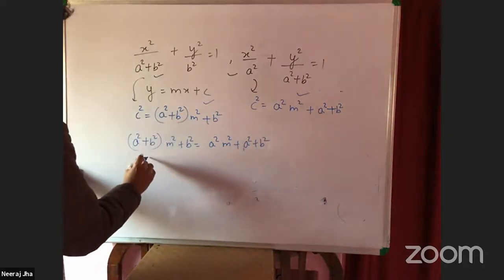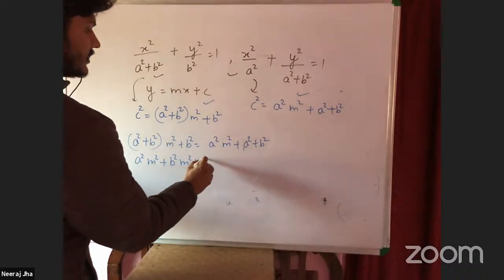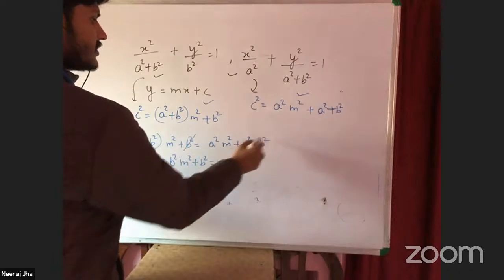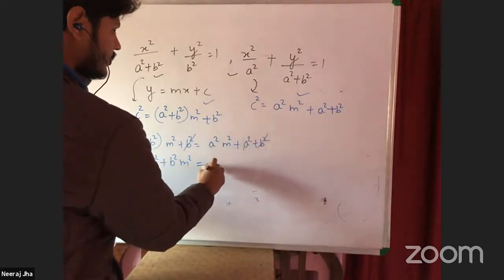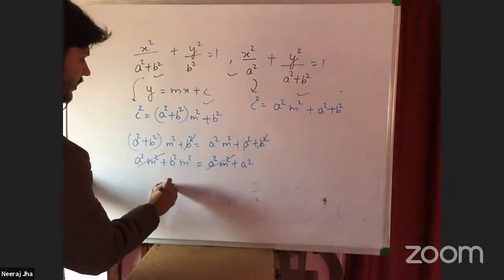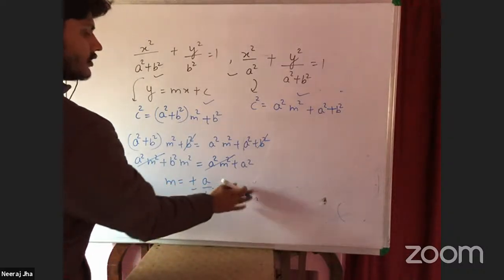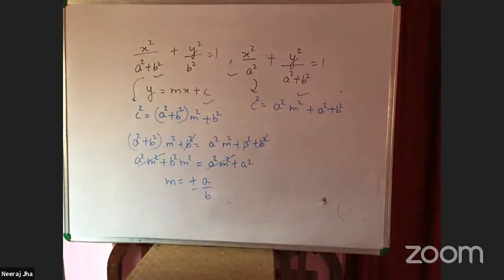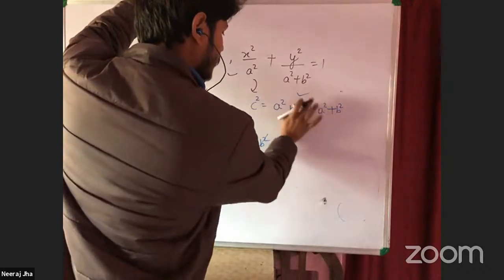Let me multiply it. a square m square plus b square m square plus b square is equal to a square m square plus a square plus b square. b square will be cancelled, a square will also be cancelled. So m is equal to plus minus a upon b. You can take any m. That is, you can take m is equal to a upon b. So let us take m is equal to a upon b.